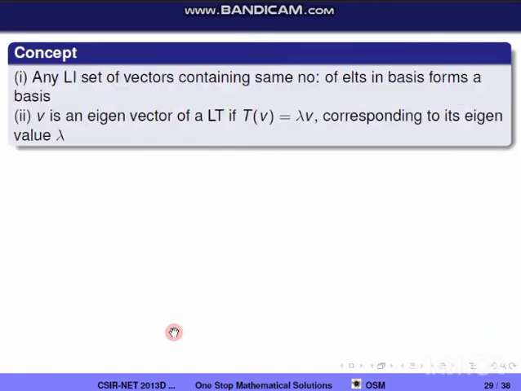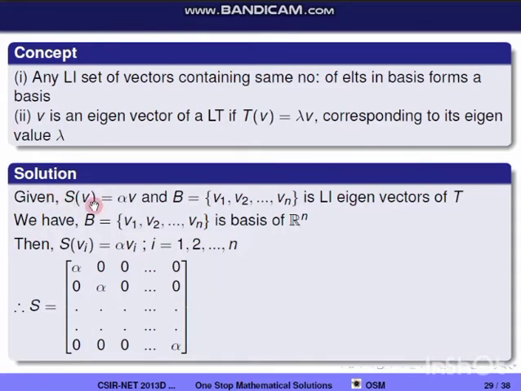Now we are looking at the concepts used. Any linearly independent set of vectors containing the same number of elements as the basis forms a basis of the vector space. V is an eigenvector of a linear transformation if T of v is equal to lambda v, corresponding to its eigenvalue lambda. Now we will move on to the question. They are given S of v is equal to alpha v and B is equal to {v1, v2, etc. up to vn}, a linearly independent set of eigenvectors of T, and the set contains n elements and is linearly independent. Therefore, by concept 1, the set {v1, v2, etc. up to vn} forms a basis of Rn.